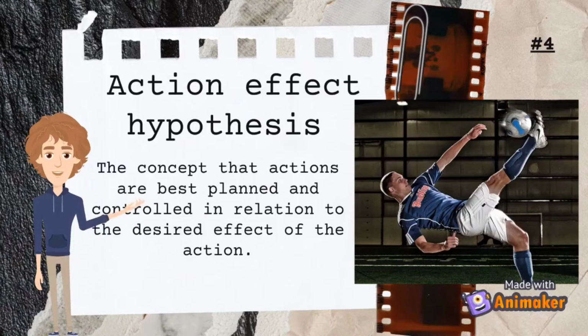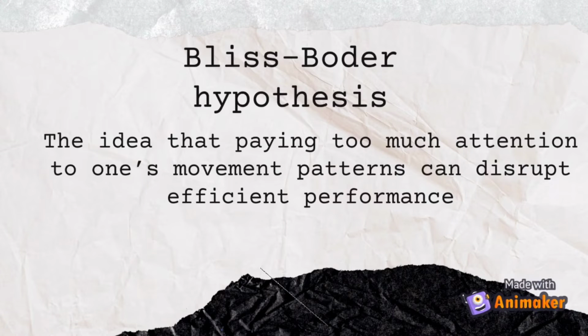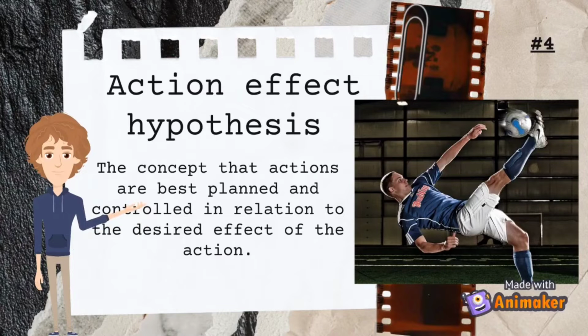Lotze, 1852, and Harleß, 1861. The Lotze-Harleß hypothesis, an old principle in the psychology of learning, predicts a performance decrement when a performer thinks about body movement patterns or action plans during or immediately before performance. Ideomotor hypothesis: the concept that actions are best planned and controlled in relation to the desired effect of the action.